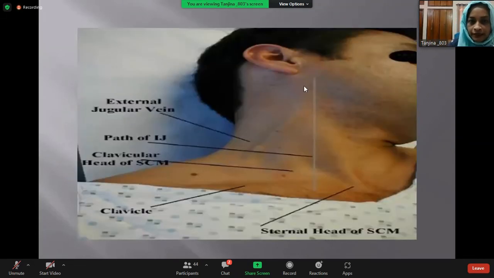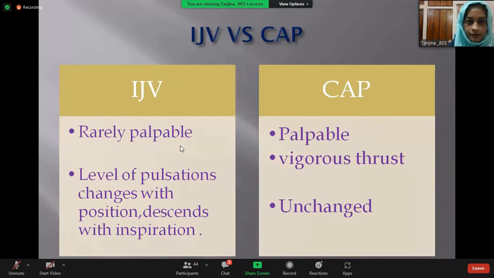This is the pathway of the internal jugular vein, and this is the external jugular vein, not used. And this is the lateral end of the sternocleidomastoid muscle. The internal jugular vein lies just below the sternocleidomastoid muscle and is closely related with the common carotid artery. So there is a difference: the jugular venous pulse is rarely palpable but has visible pulsation, while the carotid pulse is a palpable and vigorous thrusting pulsation. The venous pulse changes with posture, position and inspiration, but the carotid pulse is unchanged.